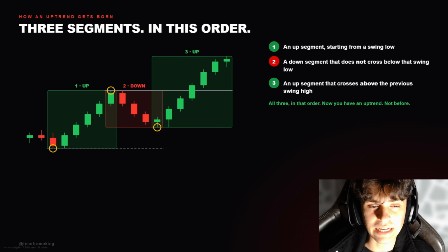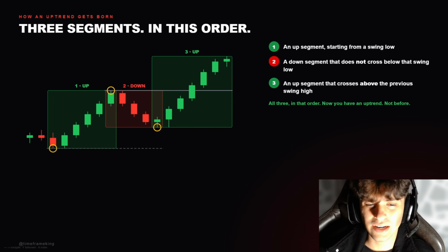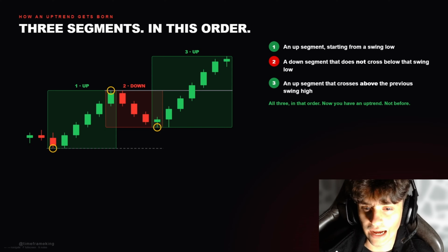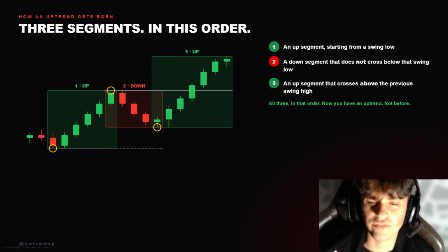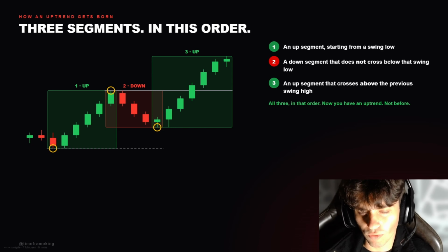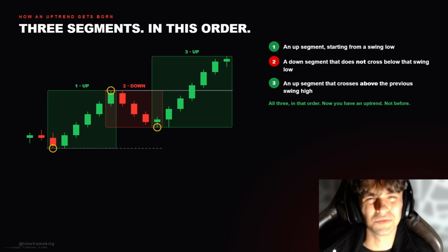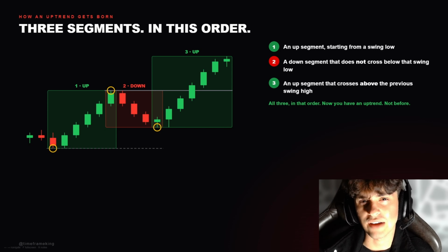a down segment that does not cross below that swing low, and number three is an up segment that crosses above the previous swing high. All three in that order, and now you have an uptrend. Not before, no, not when it's kind of going to go up. After we get the breakout, you get the confirmation that we have an uptrend.